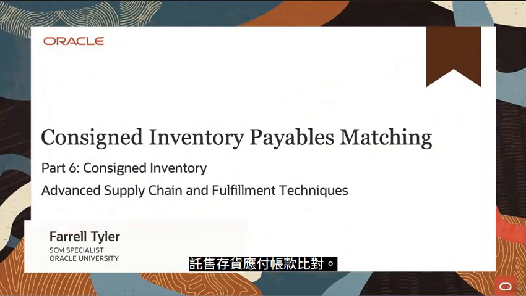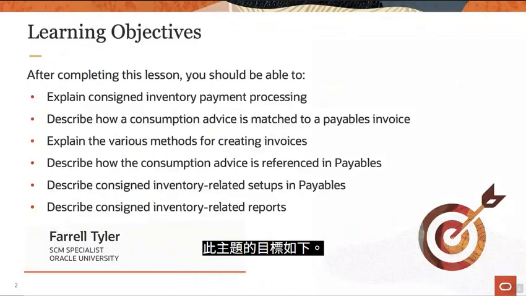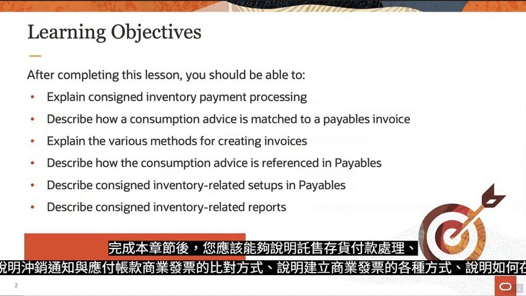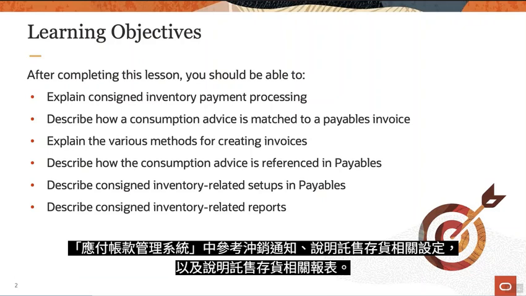Consigned Inventory Payables Matching. The objectives for this topic are as follows. After completing this lesson, you should be able to explain consigned inventory payment processing, describe how a consumption device is matched to a payable invoice, explain the various methods for creating invoices, describe how the consumption device is referenced in payables, describe consigned inventory related setups in payables, and describe consigned inventory related reports.